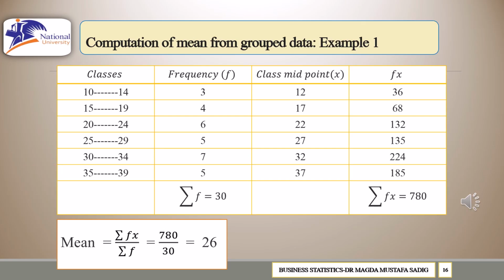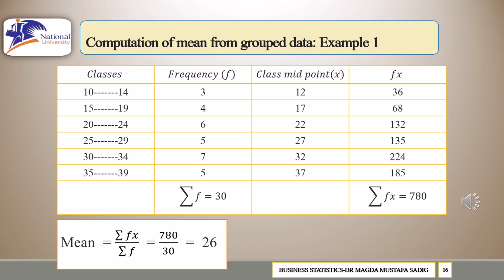Now let me introduce the grouped data. And this example is used later for mean deviation, variance, and standard deviation. We will now move from ungrouped data to grouped data. When data are grouped into class intervals, we do not work with individual observations directly. Instead, we use the class midpoints and the frequencies. The table contains the following columns. Column 1 consists of classes.